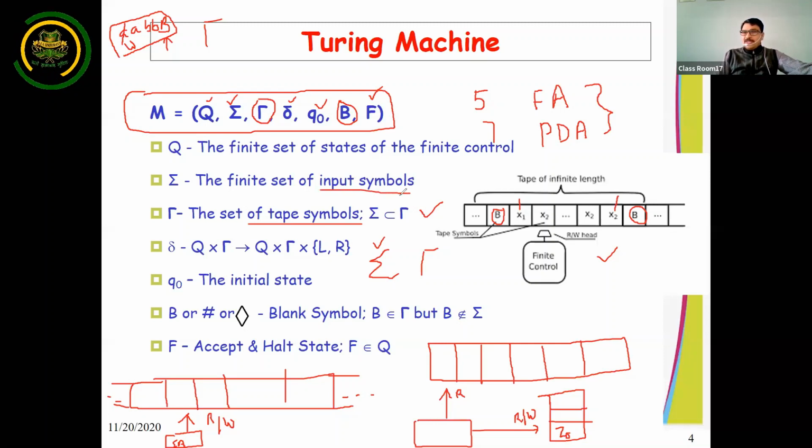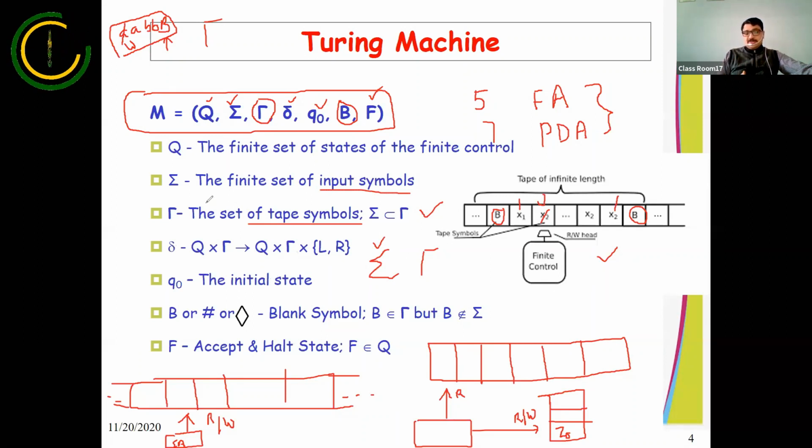Are you getting my point? For example, in this case, x1, x2, x3, x2, all these are the input alphabet. But if we talk about B, or if we write W in place of x2, then it will be part of tau. Clear?